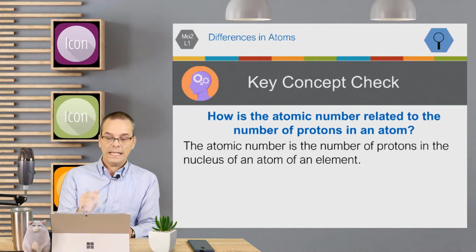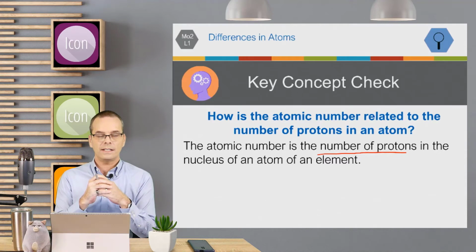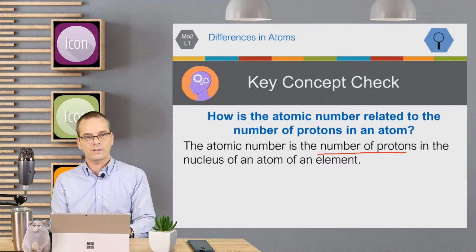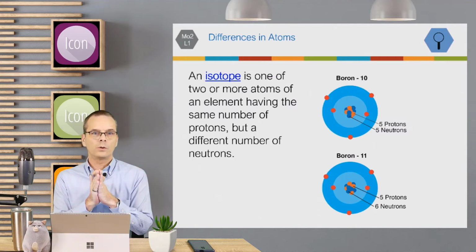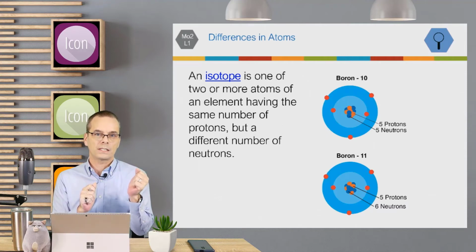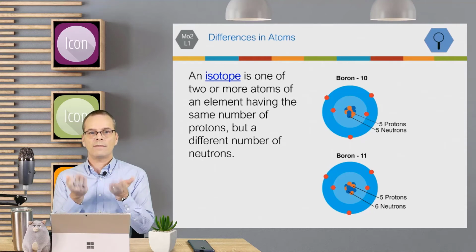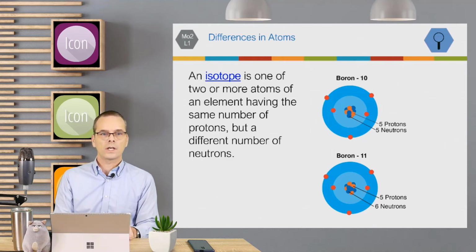The atomic number is the number of protons in the nucleus of an atom. So that's how they're related. The atomic number comes from the number of protons that are within the nucleus. An isotope is one of two or more atoms of an element having the same number of protons, but now the number of neutrons is not the same, because usually you have a balance. And if there's no balance, then it's called an isotope.